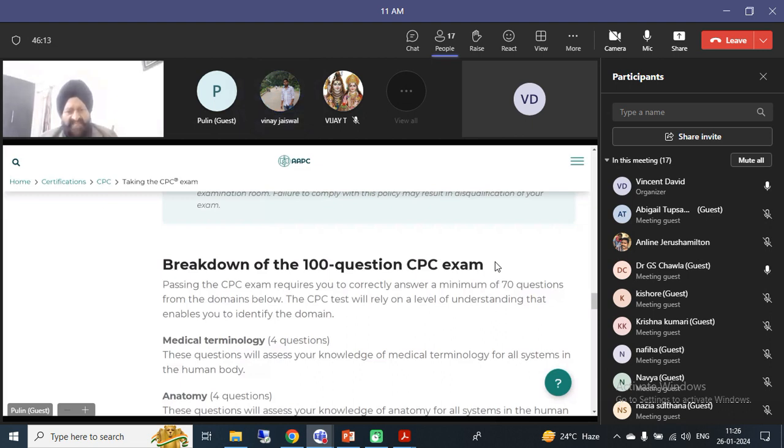Majority students' preferable time. So Pulin, we have one more doubt. What about the 2024 E&M changes? Are they going to ask about the E&M changes in the exam this year? See, the 2024 E&M changes that have been circulated, those questions will be asked mostly from March onwards. For January and February, they are not going to ask that many questions relating to the new guidelines. Because they also know that this is something new and CPC is a basic certification, they will most probably not be asking on the new guidelines.